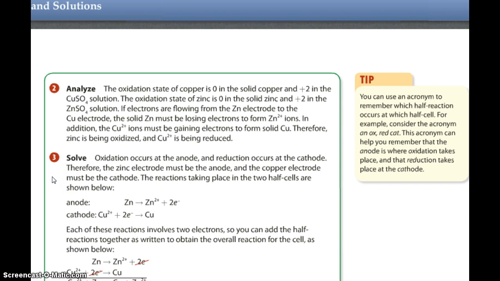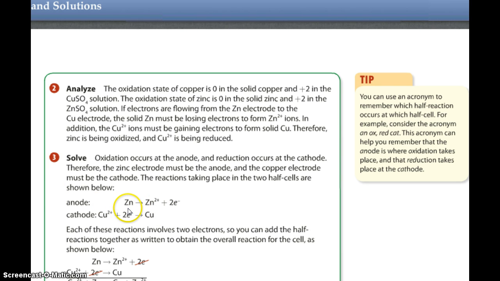Solve. Oxidation occurs at the anode and reduction occurs at the cathode. Therefore, the zinc electrode must be the anode, and we also know that because that's where the negative electrons started. And the copper electrode must be the cathode. The reactions that take place in the two half cells are shown below.